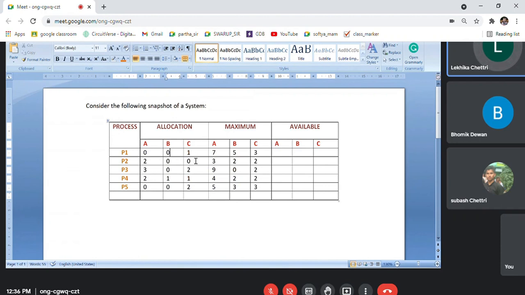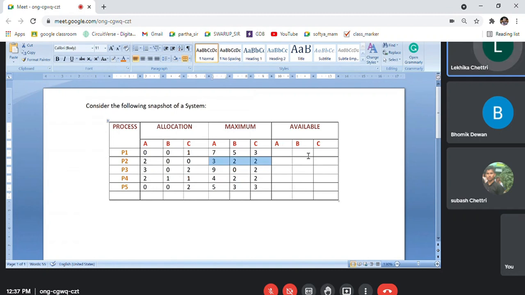So if I want it to complete its task, I should assign it 3 more minutes of resource A, 2 more minutes of resource B, and 2 more minutes of resource C. If I allocate these many resources to P2, then it will execute and terminate successfully. So this is what allocation and maximum mean.